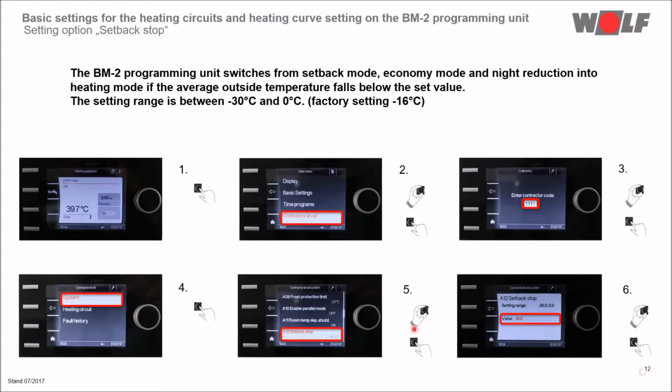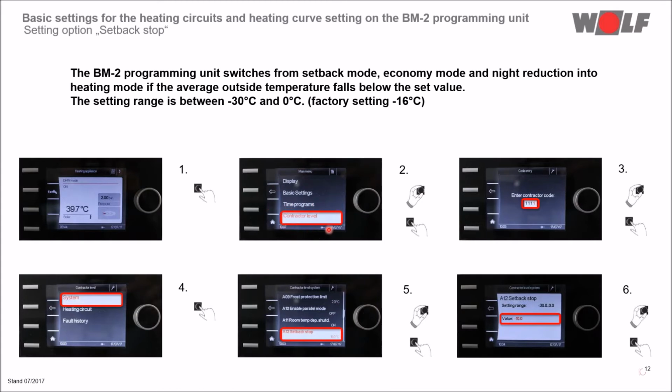Why do we need a setback stop? The BM2 programming unit switches the heating appliance from economy mode, setback mode, and night reduction into heating mode if the average outside temperature falls below the set value. The setting range is between -30 degrees and 0 degrees. The setback stop is also set via the main menu, which is opened by pressing the rotary selector. By turning and pressing the selector, you can reach the contractor level.